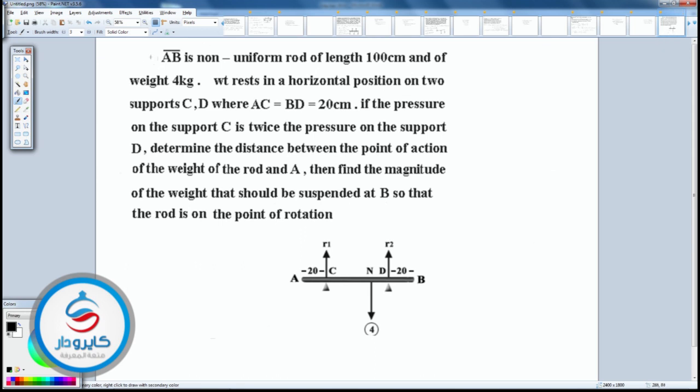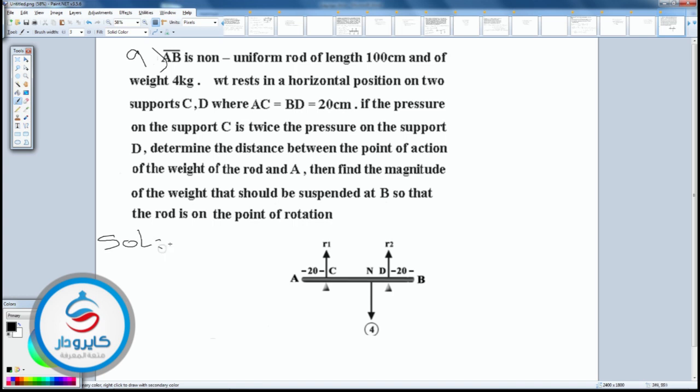Question number 9. AB is a non-uniform rod of length 100 cm and of weight 4 kg weight, rests in a horizontal position on two supports C and D where AC equals BD equals 20 cm. If the pressure on the support C is twice the pressure on support D, determine the distance between the point of action of the weight of the rod and A. Then find the magnitude of the weight that should be suspended at B so that the rod is on the point of rotation.